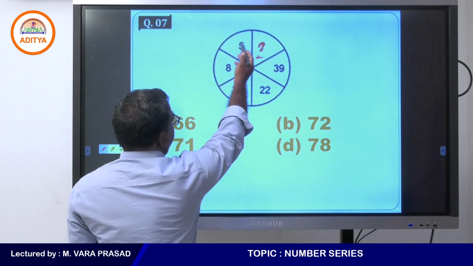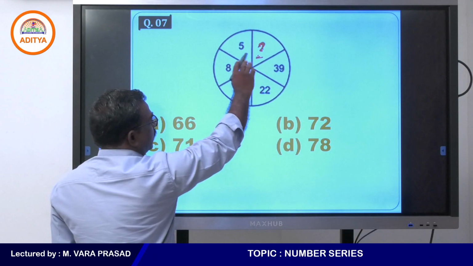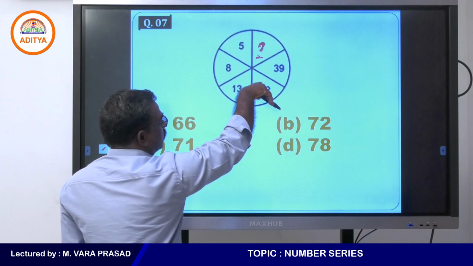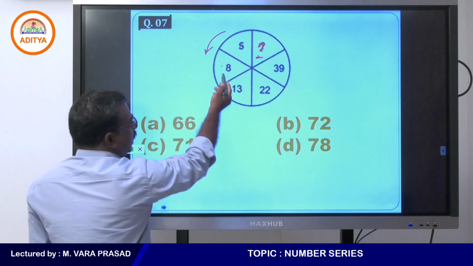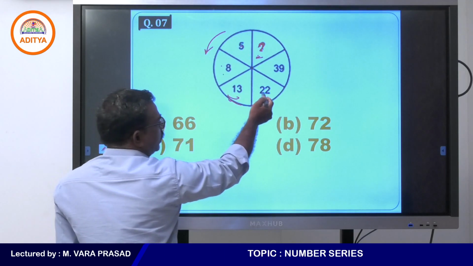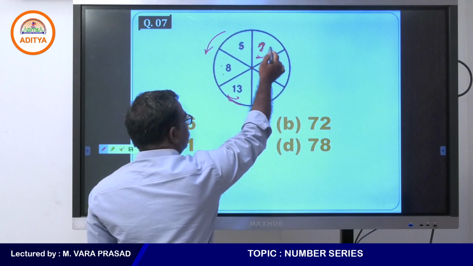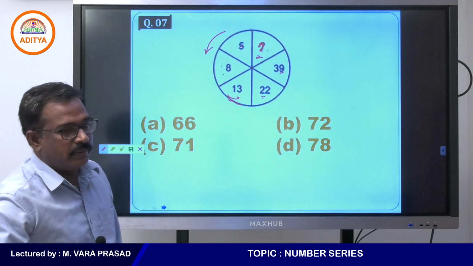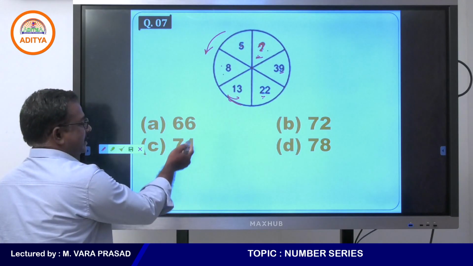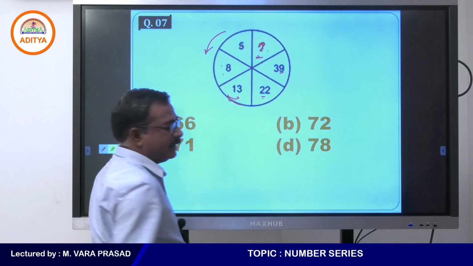5, 8, if you take in an anti-clockwise manner, not clockwise, anti-clockwise, because the question mark is there. If you take in this manner, 5 becomes 8, 8 becomes 13, 13 becomes 22, 22 becomes 39. What number will you get in the question mark place? So here 66, 71, 72, 78 are there.